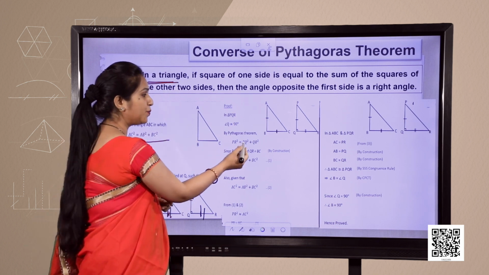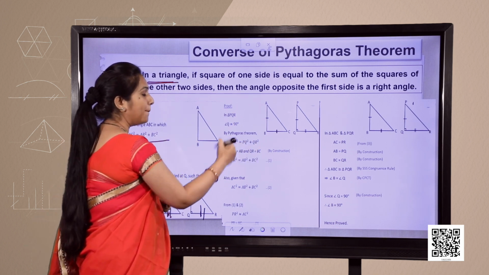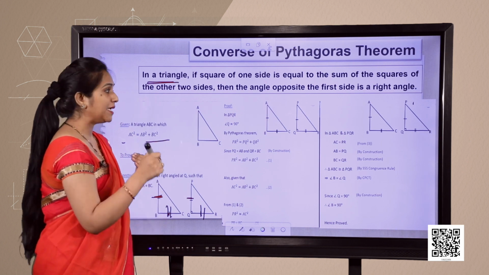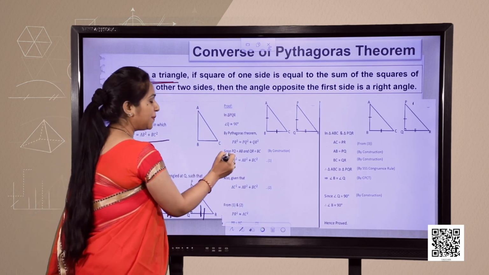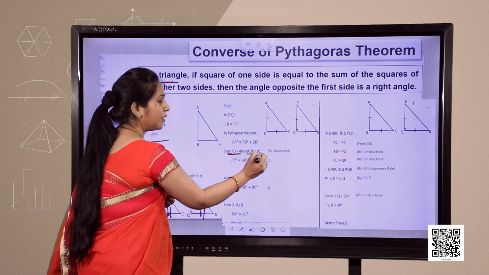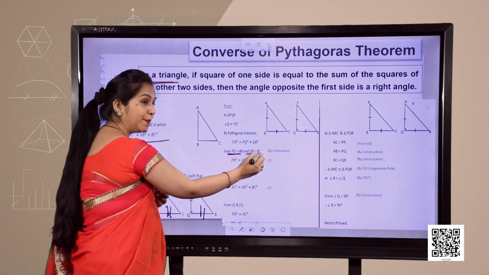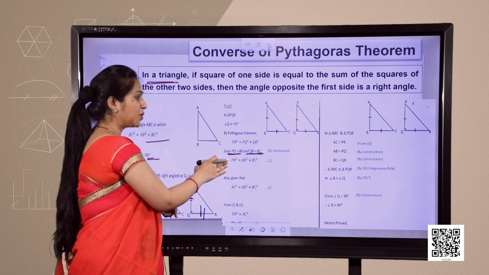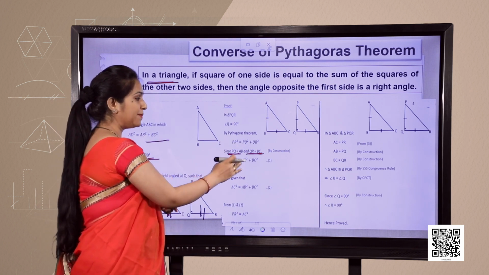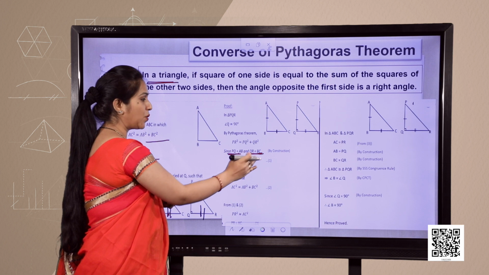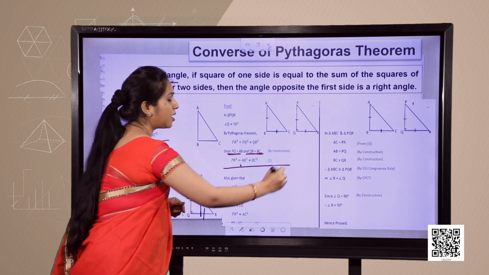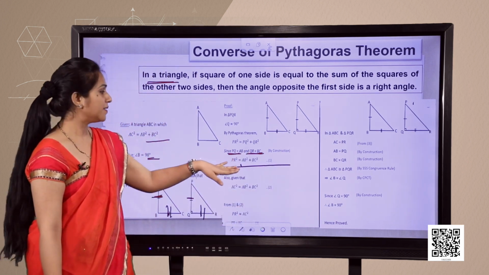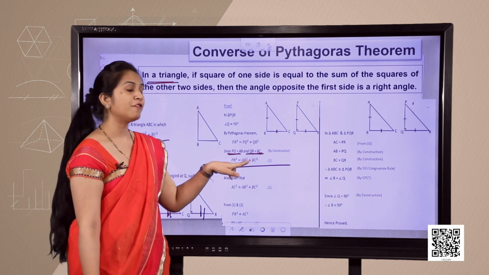PR square is equal to PQ square plus QR square. But because of construction, it is given to you that PQ is equal to AB and QR equals BC. So, now replace these two things in the given equation. You will get PR square. PQ we are going to replace by AB and QR by BC square. So this will be your equation number 1. Square of PR is equal to square of AB plus square of BC.